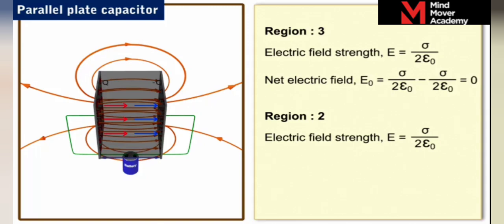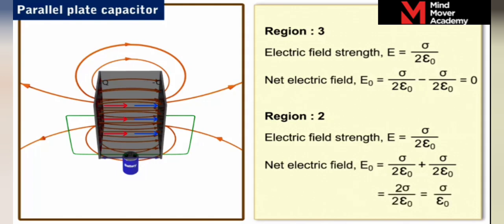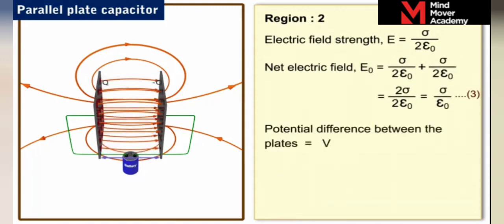Hence, in region 2, the net electric field strength E naught is equal to sigma by 2 epsilon naught plus sigma by 2 epsilon naught. On simplification, we get E naught is equal to sigma by epsilon naught. Let us label this as equation 3. Let the potential difference between the positive and the negative plates be equal to V. For a uniform electric field of strength E naught between the plates of the capacitor, we have V is equal to E naught d. Let us label this as equation 4.